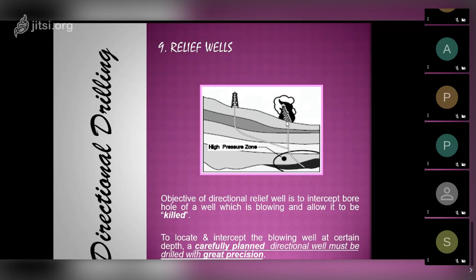to prevent further loss of oil or gas. So in that case, our directional drilling comes into the picture. What we do is go away from here, drill another well vertically, and then go here and hit this well.